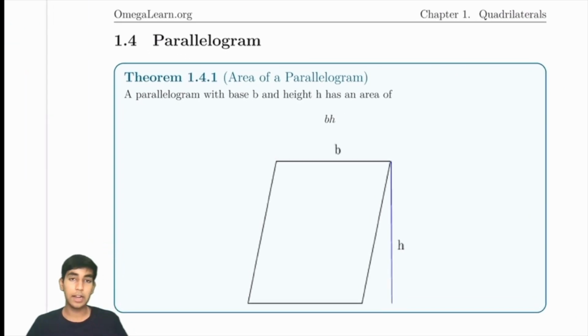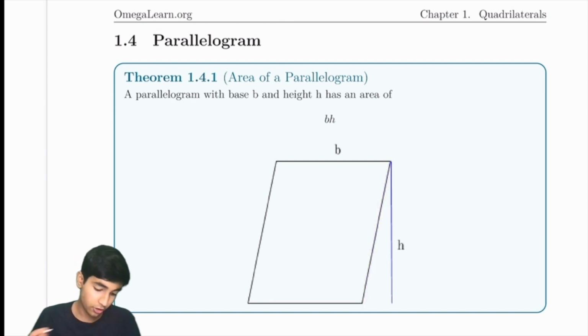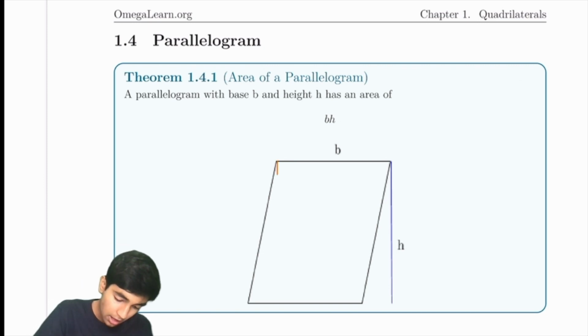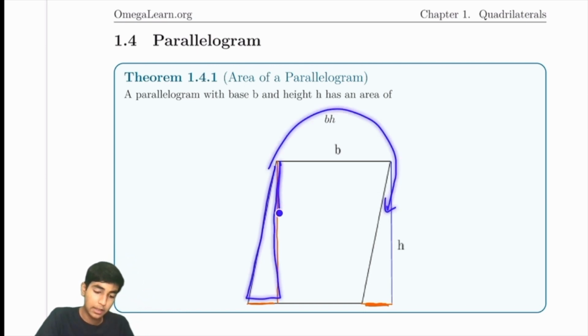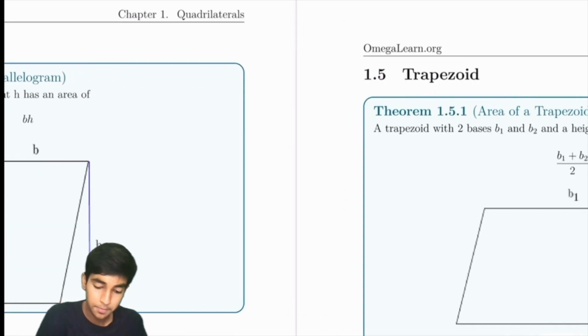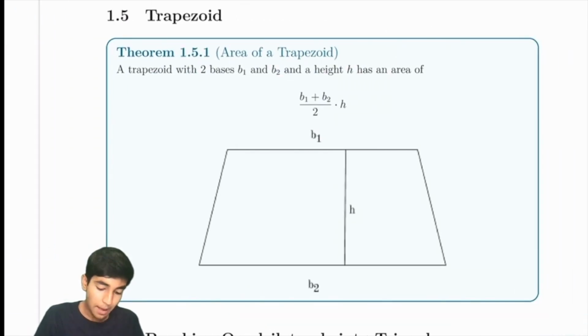Okay, parallelogram. Now a parallelogram has base B and height H. Remember, height is not this length side. Area is just BH. And the reason that's true is because you can imagine drawing that here. And then notice how these two triangles, they both have the same base and the same height. So you can kind of imagine plopping this triangle right there to form a rectangle. So BH.